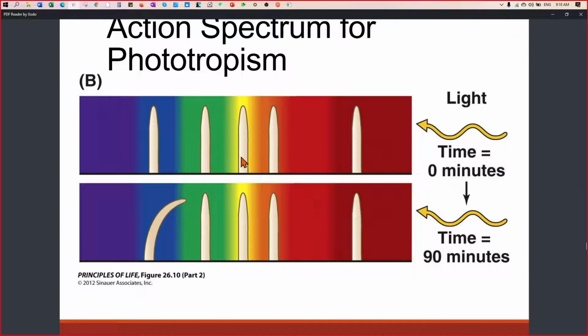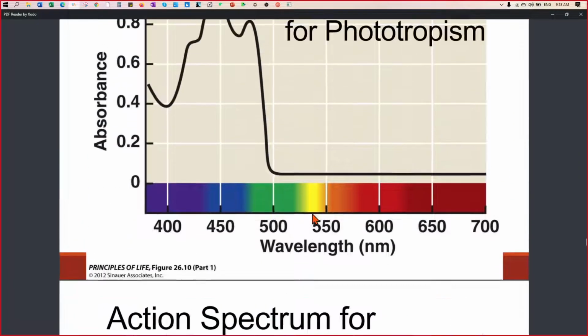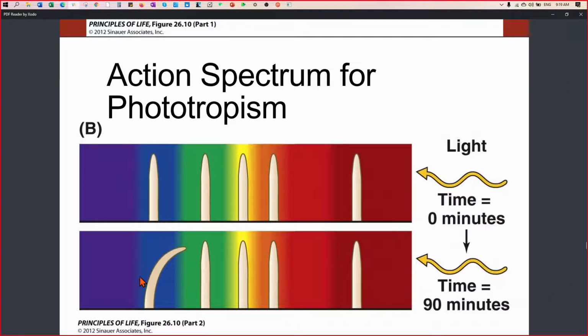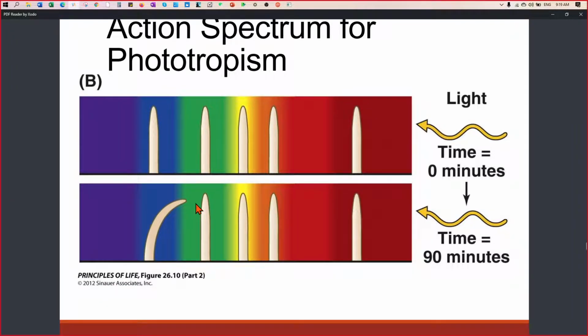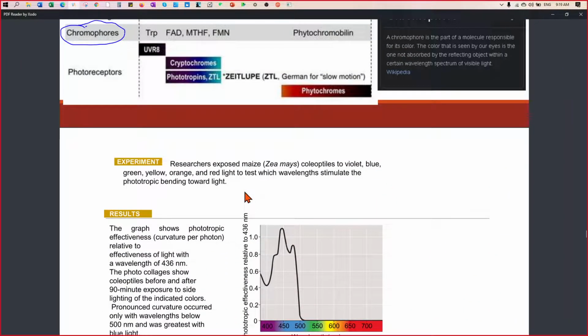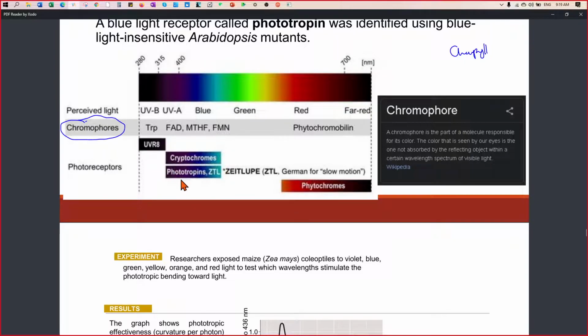Other colors, do they absorb? According to this finding, they don't absorb. It is as simple as that. When nothing is absorbed, nothing is going to happen. When something is absorbed, something will happen, and in this case, it's going to be bending. You can see that this is very specific. Blue light causes the bending. Will the blue light cause the coleoptile to produce flowers? Will it cause the coleoptile to run away? No. It's only one response, which is the bending. That's why I said earlier this is very, very specific. All right, so enough with the phototropin. So what are the photoreceptors for blue light? Things like cryptochromes and also phototropins.